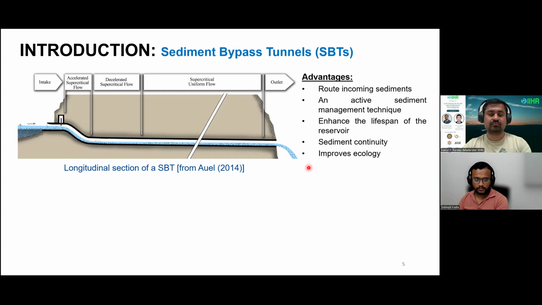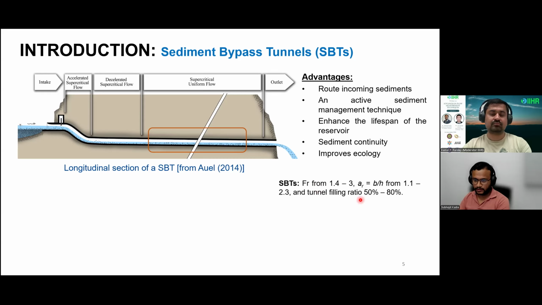My research mainly focused on this long part of the sediment bypass tunnel, that is, the supercritical uniform flow condition. While inspecting the existing sediment bypass tunnels, I found that most are designed for a flow number between 1.4 and 3, that is supercritical flow; an aspect ratio between 1.1 and 2.3, that is less than 5, meaning a narrow channel; and a tunnel filling ratio between 50 and 80%, that is mostly open channel flow. However, there are some examples of pipe flow conditions also.